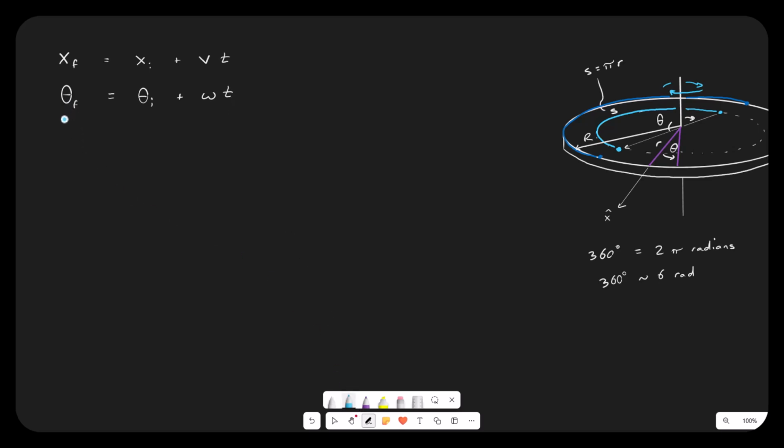which means this theta is going to be my angular position, which I give as just an angle, where over here x was my linear position. Omega is going to be an angular velocity. V was my linear velocity.